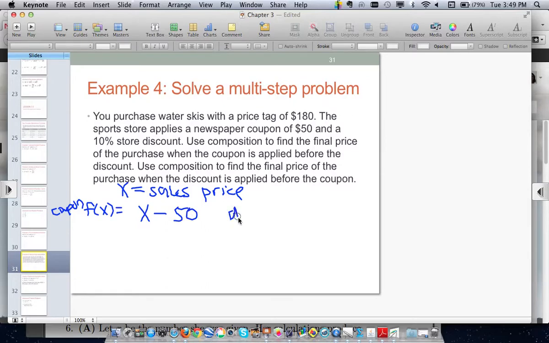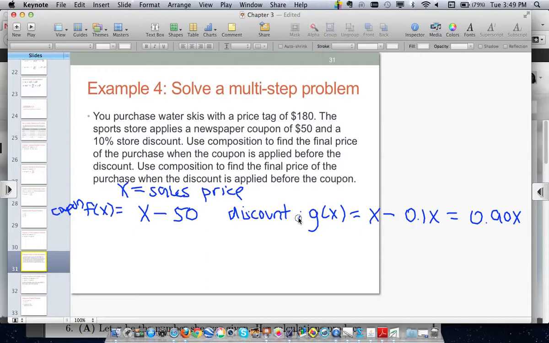Well, the coupon is $50, so x minus 50 represents the coupon price. Now, the discount, if I were taking these separately, we'll call that g of x, would be the price minus whatever discount, which is 10%, so 10 hundredths times x. And if we simplify that, it means really what's happening is we're paying for 90% of the price. We're paying 90% of whatever the value was, because we took 10% off. So the discount is represented by g of x.